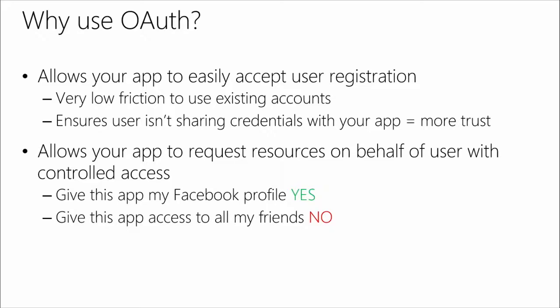OAuth allows your app to request resources from some server. Let's say you want to go to Facebook and request some resources, and your application is going to request them on behalf of me. We've all seen the systems where you go on and you register for Facebook access. So let's say I go on to some news website again, as my example, and I want to register to leave comments on their blog.